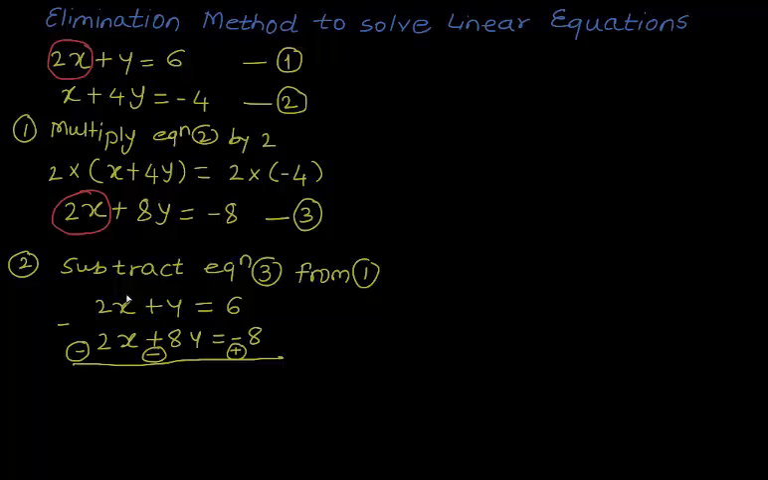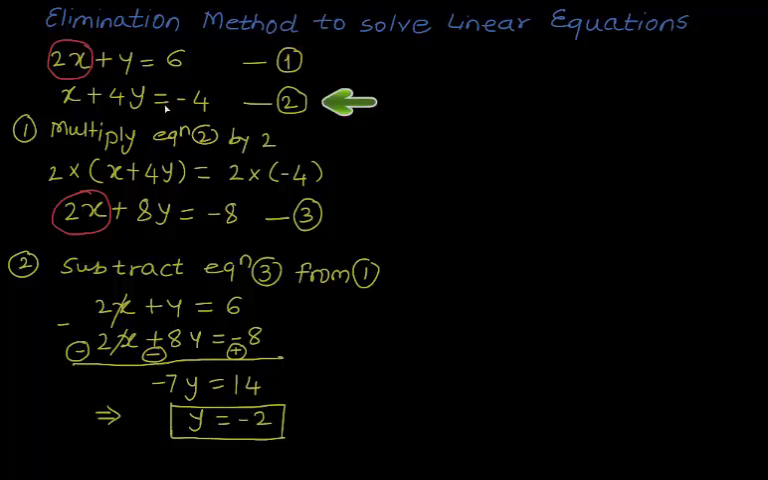So 2x and minus 2x will cancel each other. So what will we get? y minus 8y is minus 7y, equal to 6 plus 8, which is 14. Now if we divide both sides by minus 7, we'll get y is equal to minus 2. So this is the value of y we found using elimination of variable x. Now to find the value of x, we can put the value of y in either equation 1 or equation 2. Either way will give the value of x.